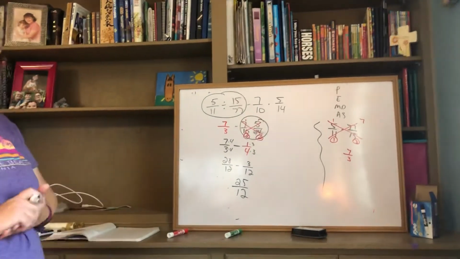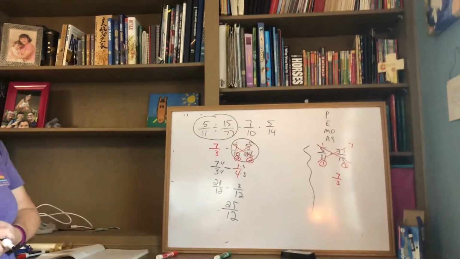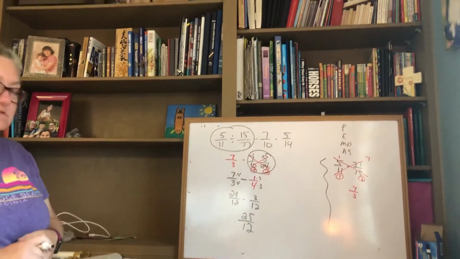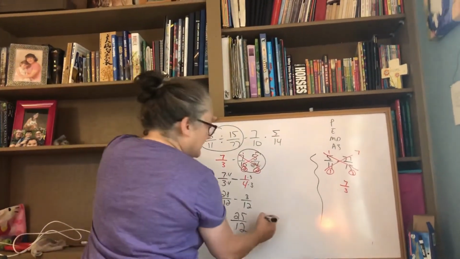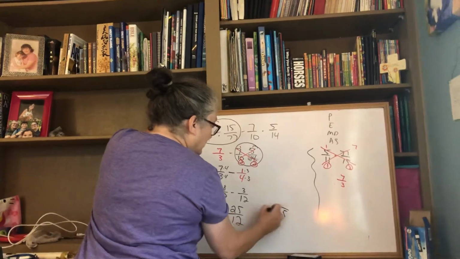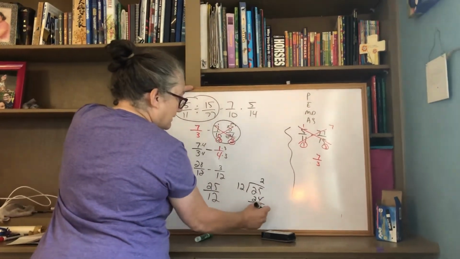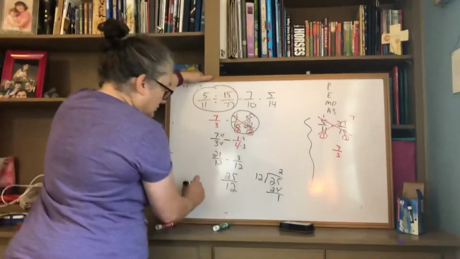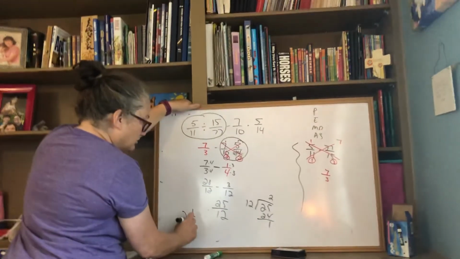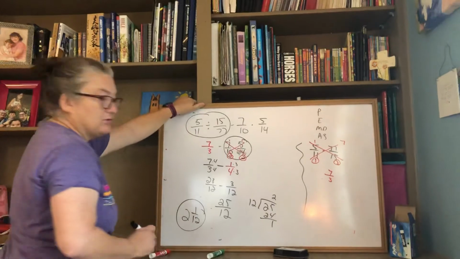And it's okay to leave it like that for the most part, but we are going to practice rewriting them into mixed numbers. Remember to write as mixed numbers, you would divide 25 divided by 12. That would be 2. So it would be 2 and 1/12 would be our final answer.